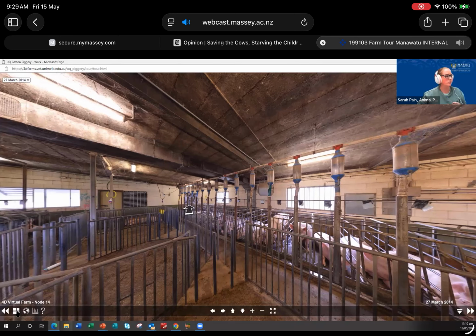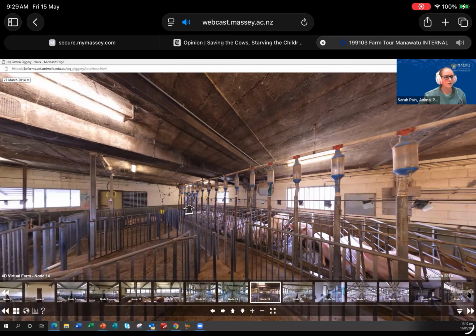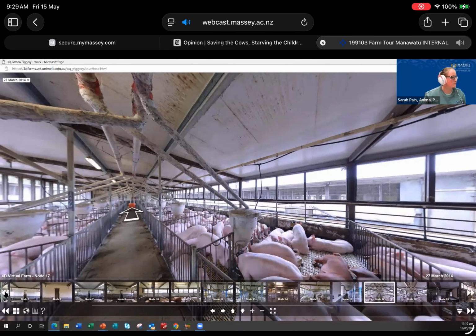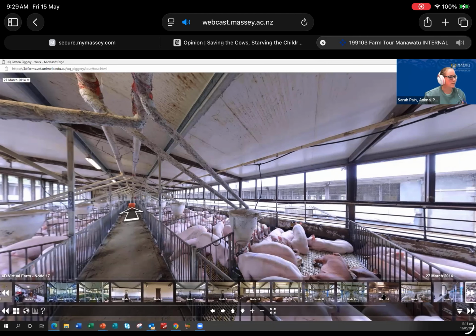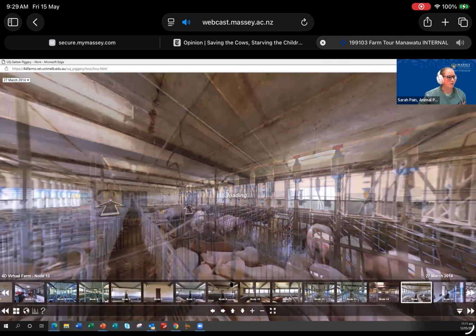After the pregnancy is established, she'll go into a sow shed where she can sit for the rest of her pregnancy. I just can't remember which node the sow shed was. That's not the sow shed. Mating pen. This is the sow shed. Okay.